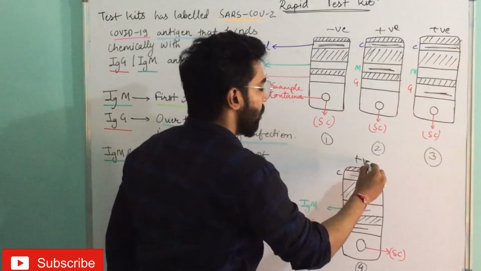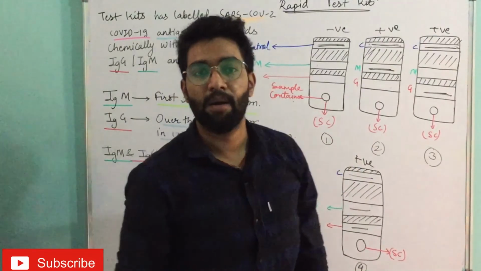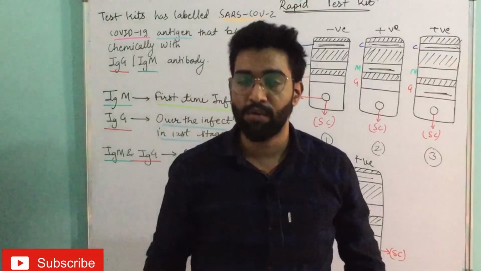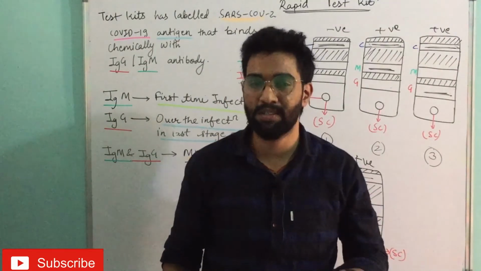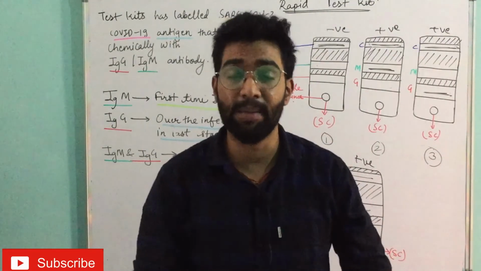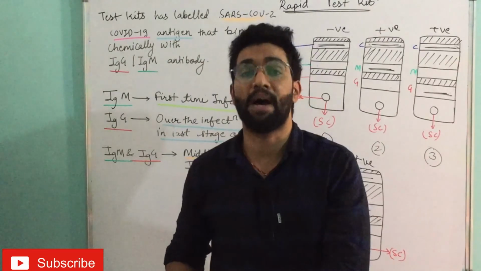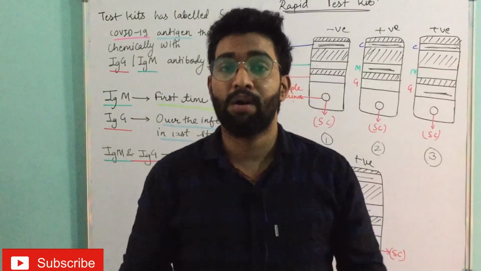Okay, so this is how we can know whether a person is coronavirus positive or not by this rapid test kit. Why the word rapid test kit? Because it gives a result in just 5 to 10 minutes, whereas RT-PCR gives the result in 2 to 4 hours. So this is how coronavirus testing is done.